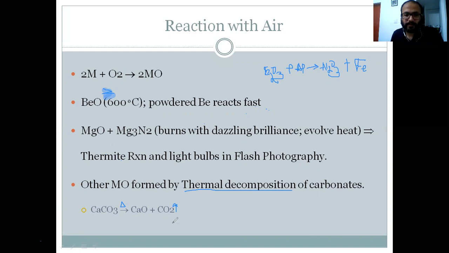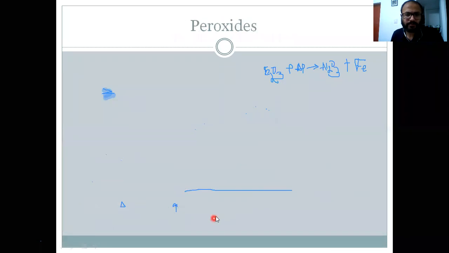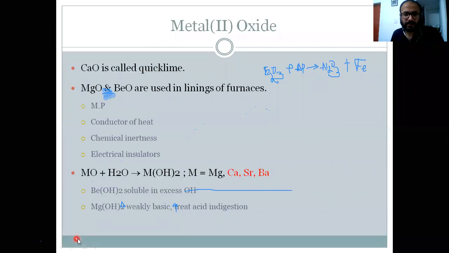Now let us move forward, and so let me go back. So let me erase whatever I have drawn in here, otherwise it will keep coming in the other slides as well.